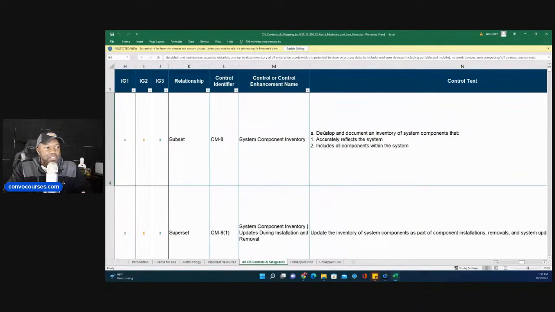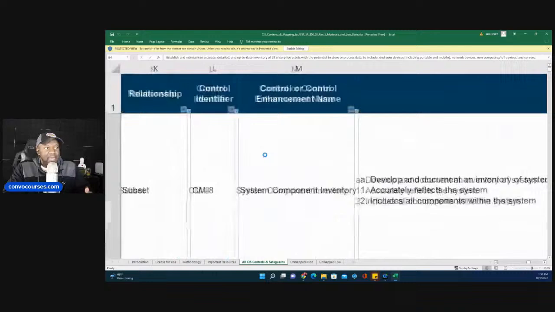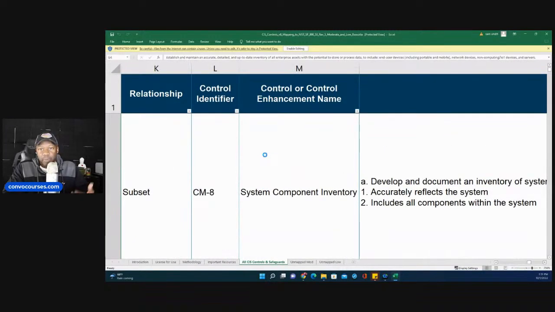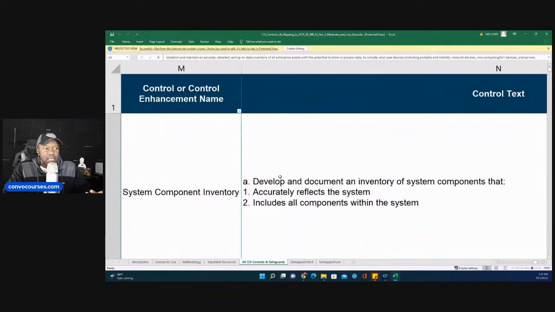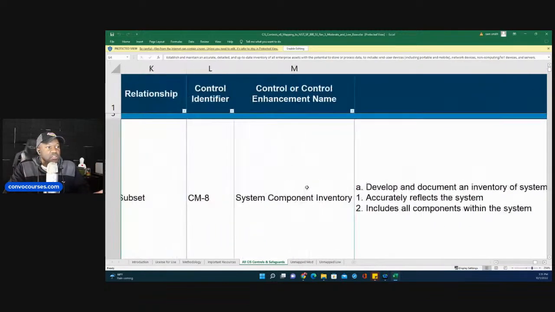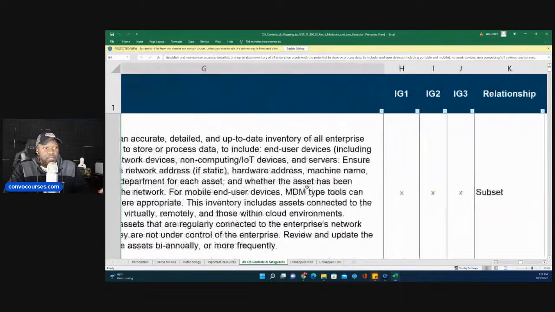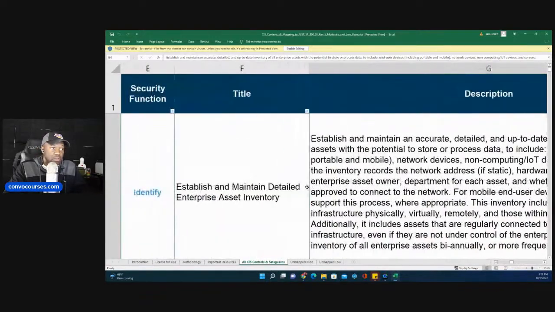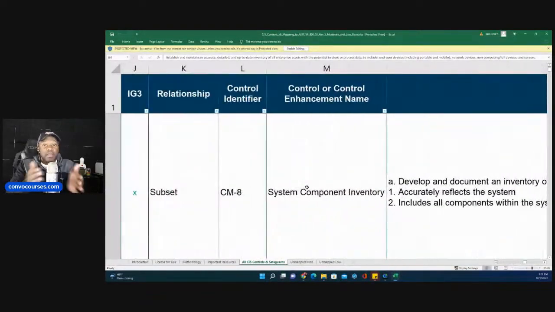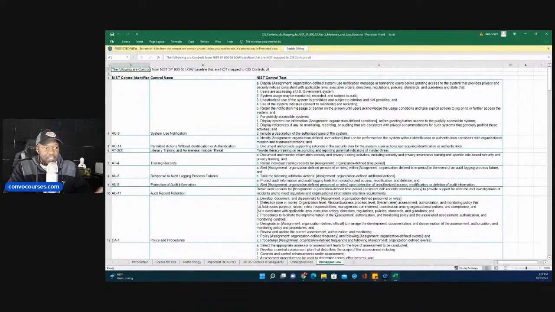Now, how this maps to the NIST 800 controls is it's called CM8, which is system component inventory, and it's really doing the same thing. You have to develop and document an inventory of system components that accurately reflects what's going on in your environment. So if you know NIST 800, you know CIS controls. If you know CIS controls, you know NIST. They're equivalent.